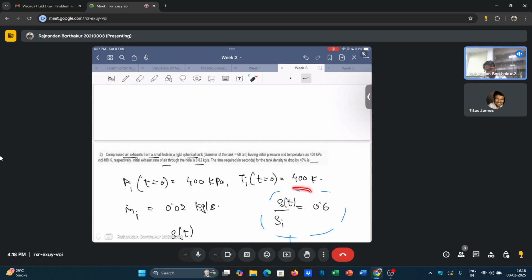That's why this becomes rho by rho I as 0.6, meaning that your current density is equal to 0.6 times the initial density. You understand this? This is drop by 40%, not drop to 40%. Had this been dropped to 40%, then your rho by rho I would be 0.4.